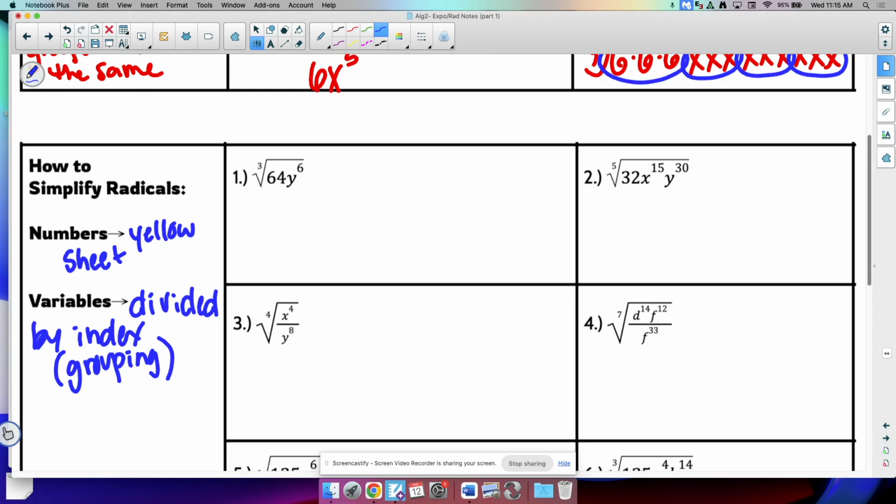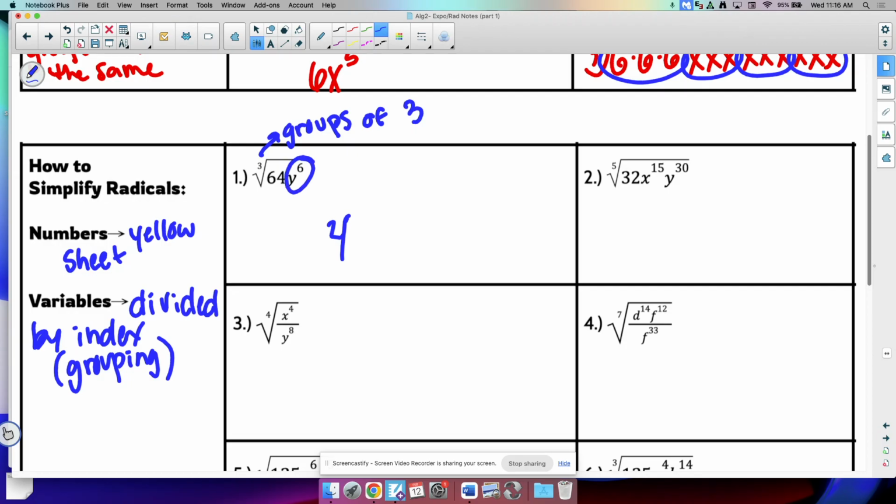Third root of 64 y to the 6. You guys will hear me say good and bad. And when I say good, I mean if we look at the third root, this third root means we want groups of 3. So a third root is looking for groups of 3 to take out. Yellow sheet wise, can we take the third root of 64? Yes. Grouping wise, can we evenly take groups of 3 out of 6? Yes. So this is a good setup, because what is the third root of 64? Yellow sheet, third root of 64 is 4?